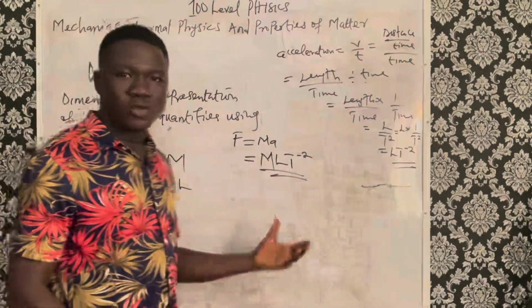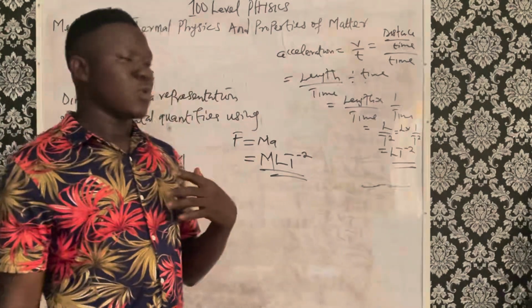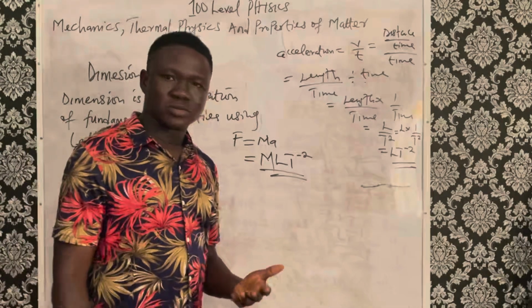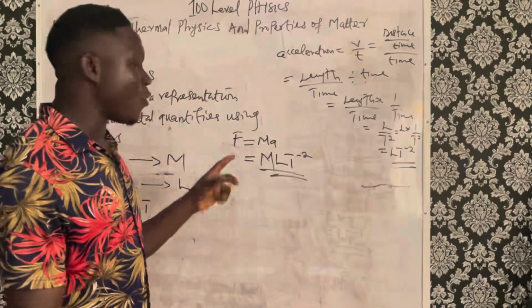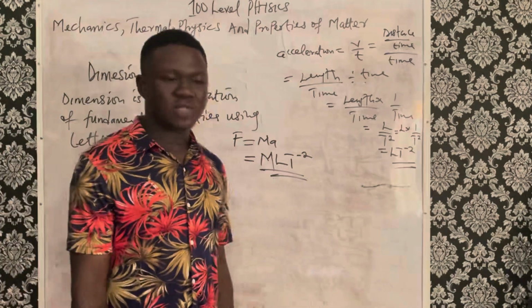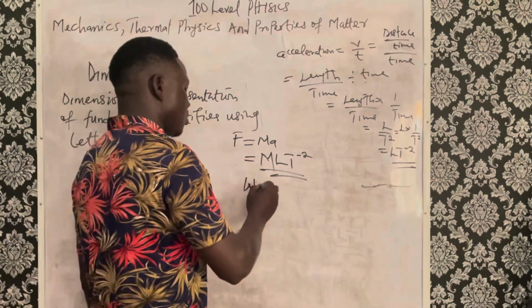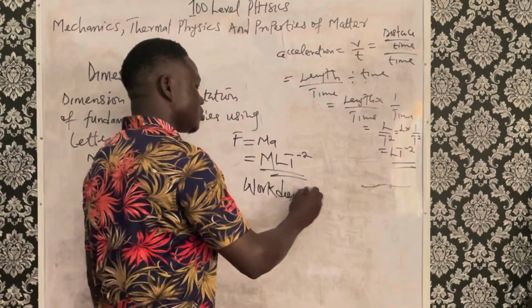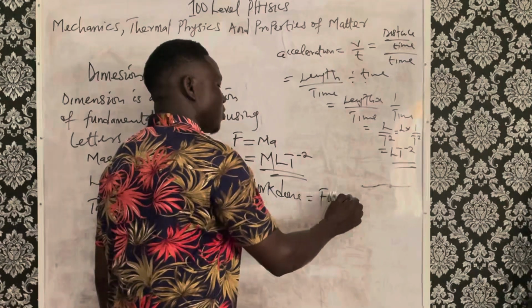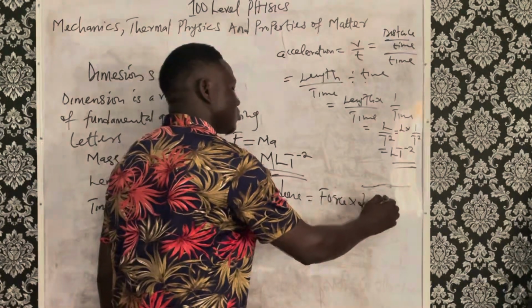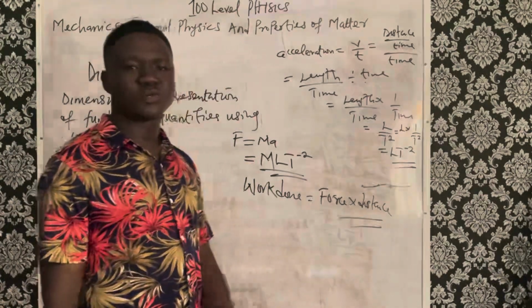We could go on and on like this, because every quantity, either fundamental or derived, has a dimension. They all have a dimension, so we could get the dimension for every quantity. So I think work done is force times distance. So you see that we can also do something similar.